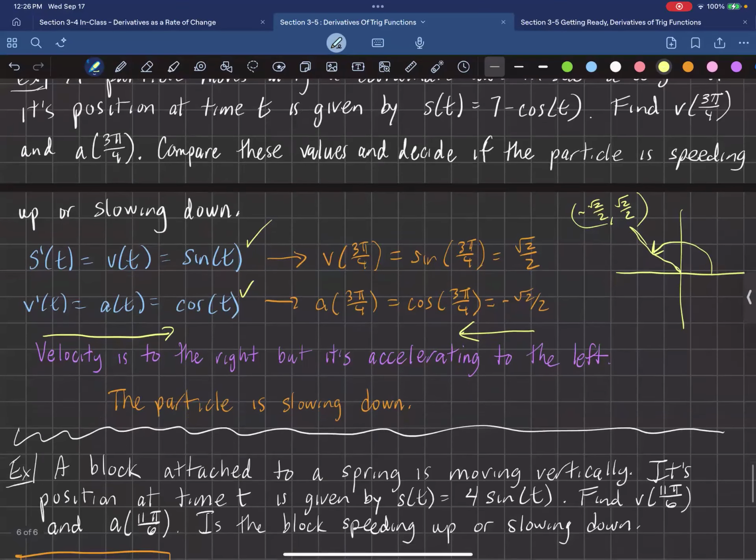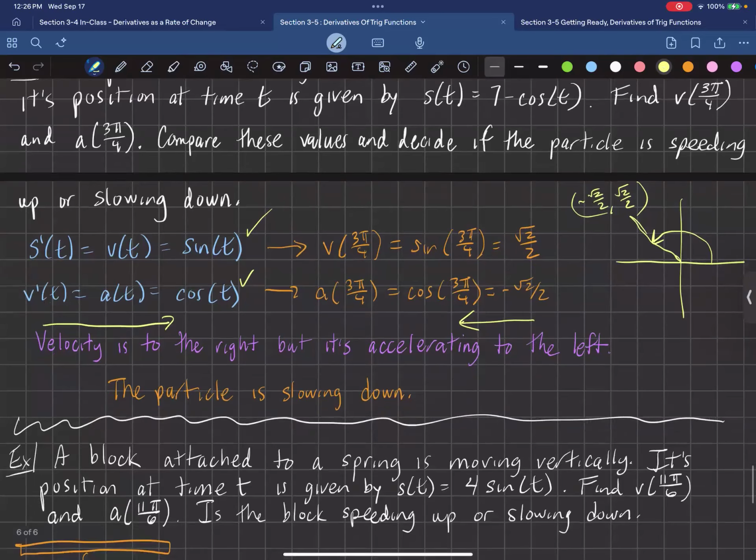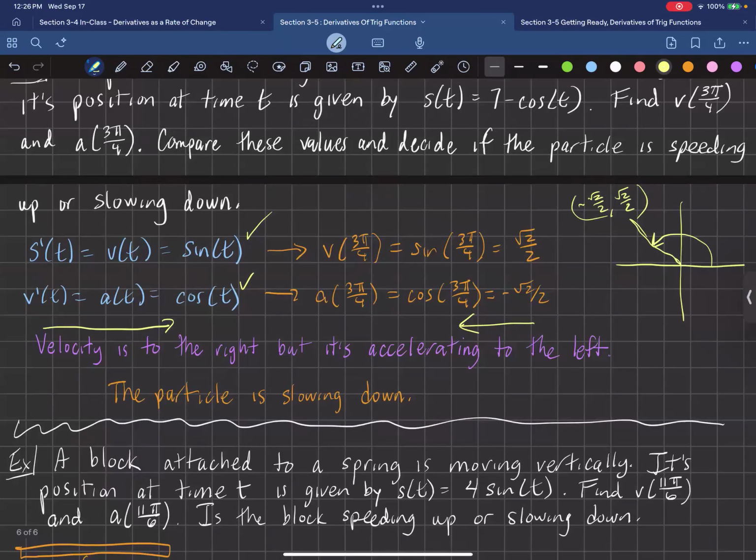Here's an example of something that isn't a particle, but actually something that happens. A block is attached to a spring moving vertically. We did it vertically so that there's no friction with the ground. Its position at time t is given by the equation s of t equals 4 sine t. It does actually follow a trigonometric function because as it gets near the end of its stretches, it slows down and it goes back the other direction, and it keeps going back and forth.